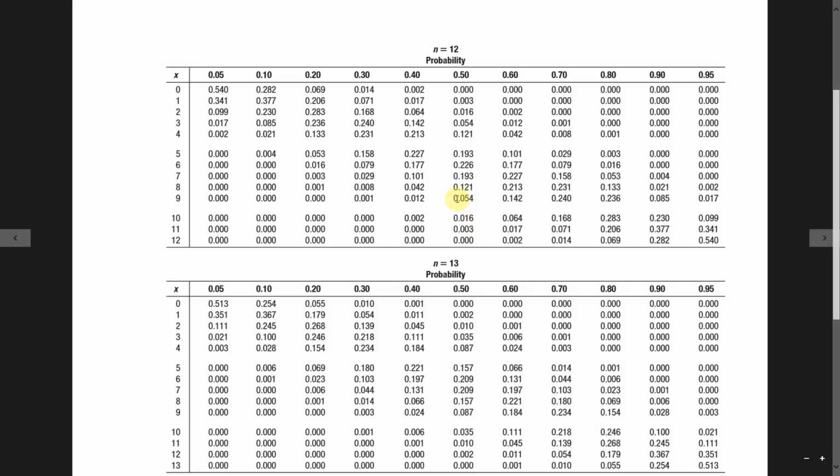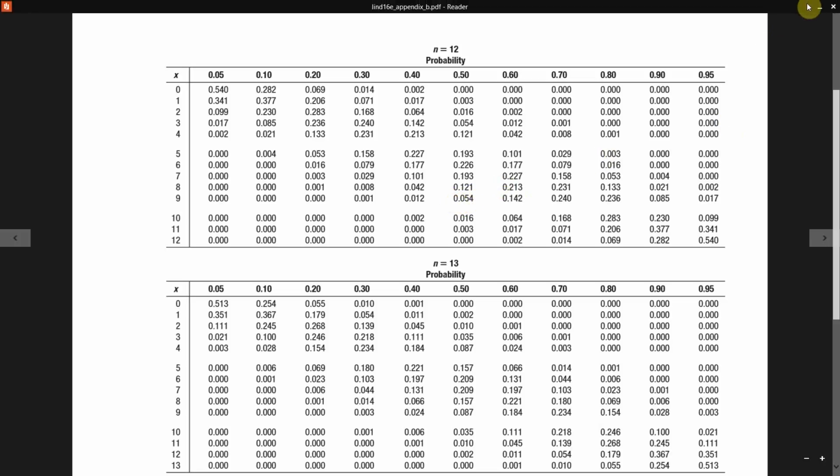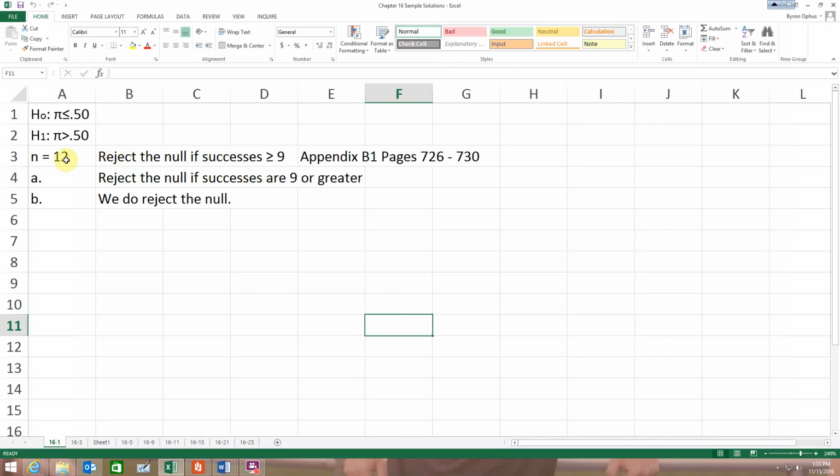Then I can add 0.019 to 0.054, and I get 0.073. I'm still below 0.1, right? But 8 would get me up over the top all by itself, let alone cumulatively. And so 9 is my answer, my critical number, that I use for my decision rule. So I reject the null if successes are greater than or equal to 9. I imagine because we only came up to that 0.073, that's why we say greater than or equal to. There we go, 9 or greater.